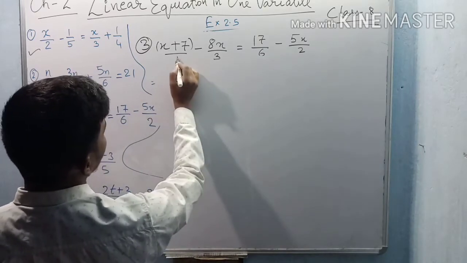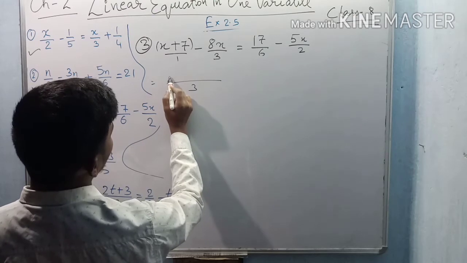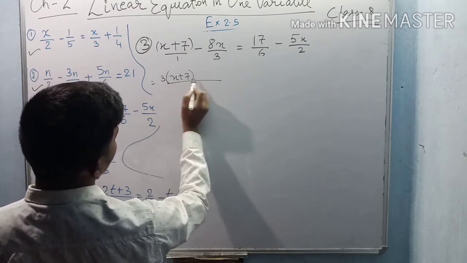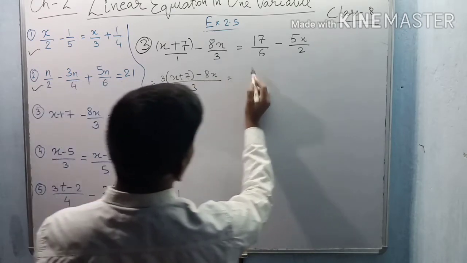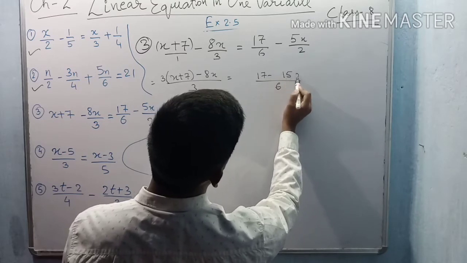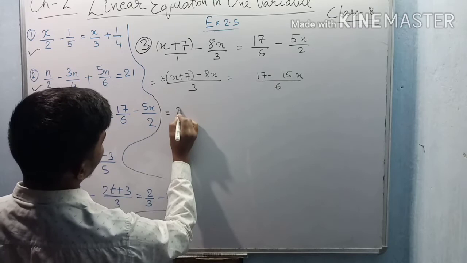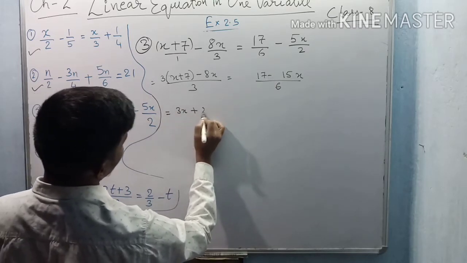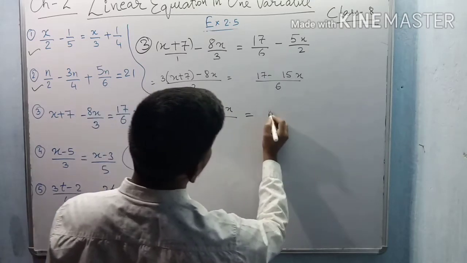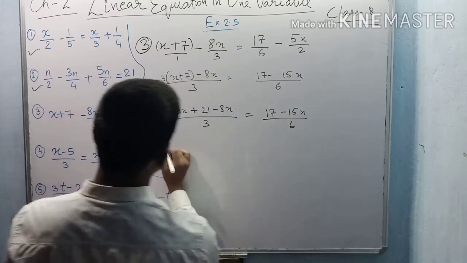There is nothing else here, so the LCM will be 3. So 3x plus 7 minus 8x, and here the LCM will be 6. So 17 minus 15x. I hope you have understood how I have taken the LCM. So 3 into x will be 3x plus 7 threes are 21 minus 8x by 3 equals 17 minus 15x by 6. Okay.